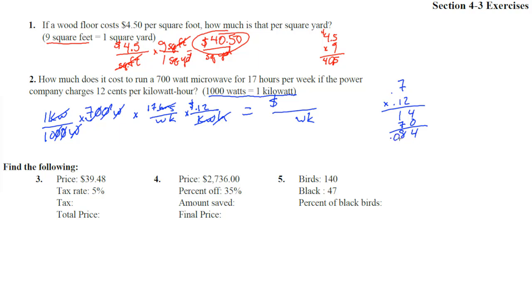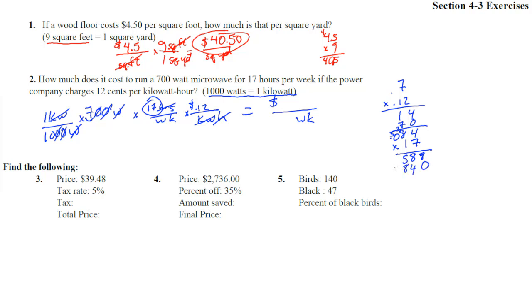So 0.084. And we times that by 17 hours a week. So yeah, we're taking 0.7 times these up here. I guess I could take the 0.7 times the 17 first, but we'll get it. Okay, 7 times 4 is 28. Carry the 2. 7 times 8 is 56. Plus 2 is 58. Okay, put a 0 there. 1 times 4 is 4.